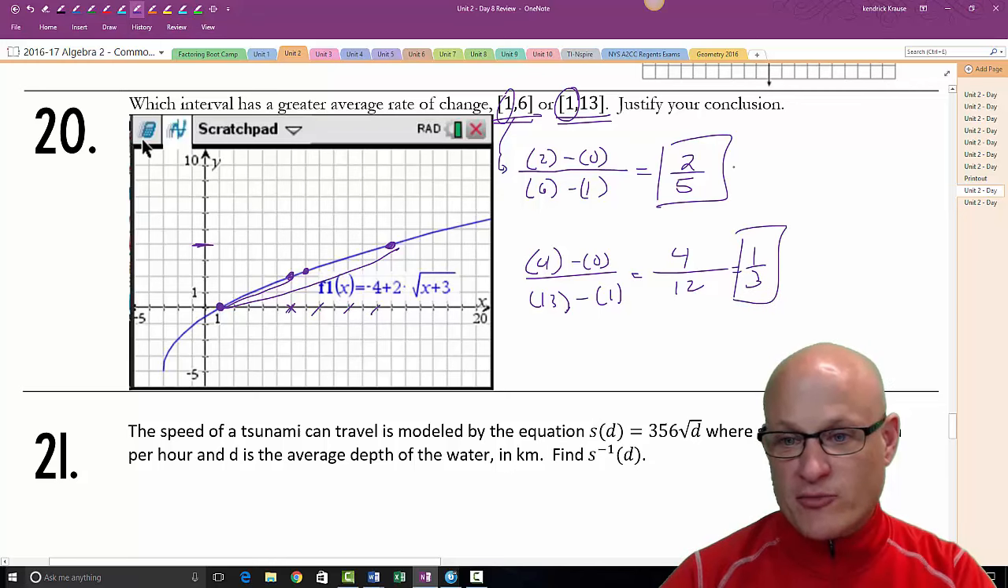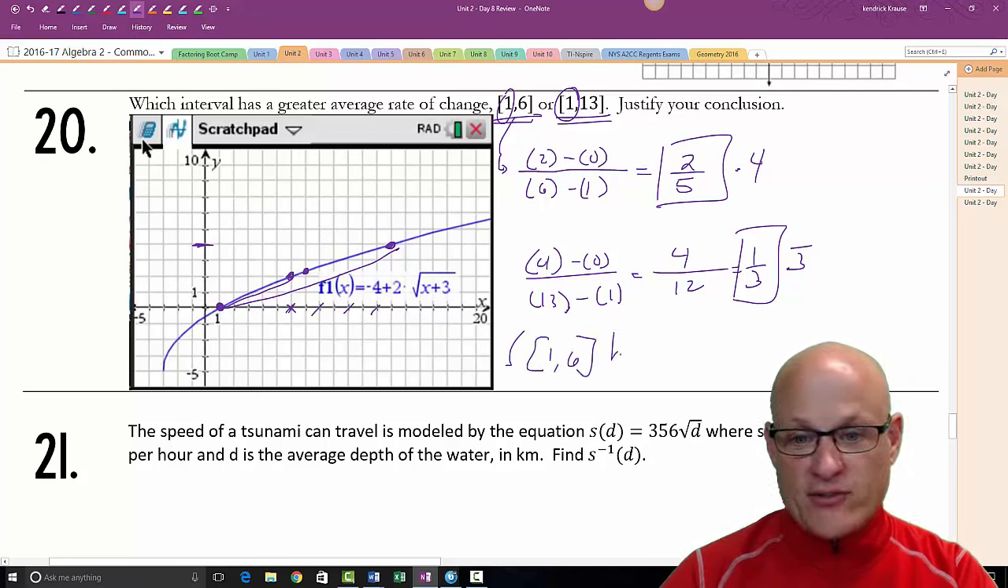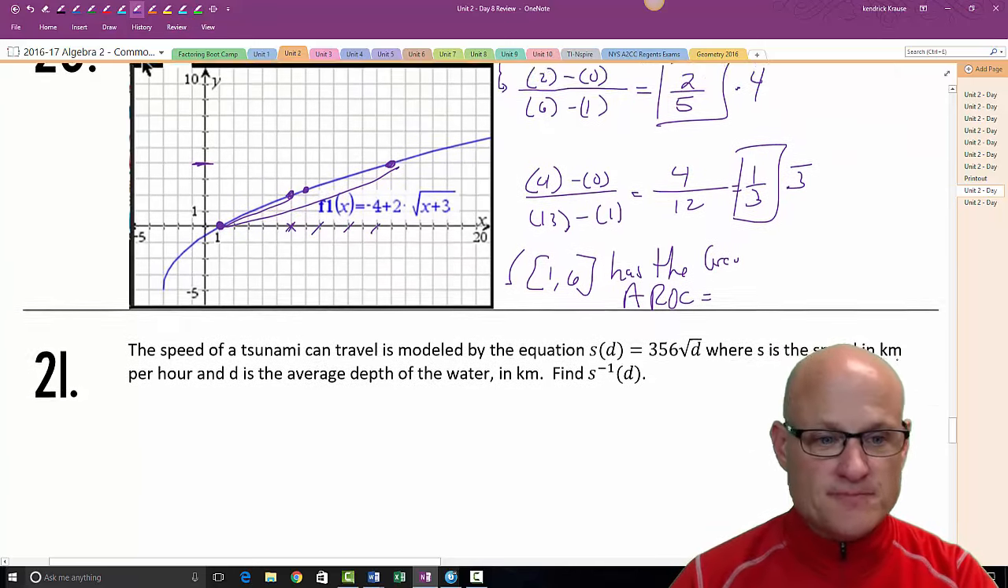Well, which is bigger? This is 0.4 and this is 0.3 repeating. So 1 through 6 has the greater AROC. Sorry, I'm out of room. My head's in the way. Has the greater average rate of change.